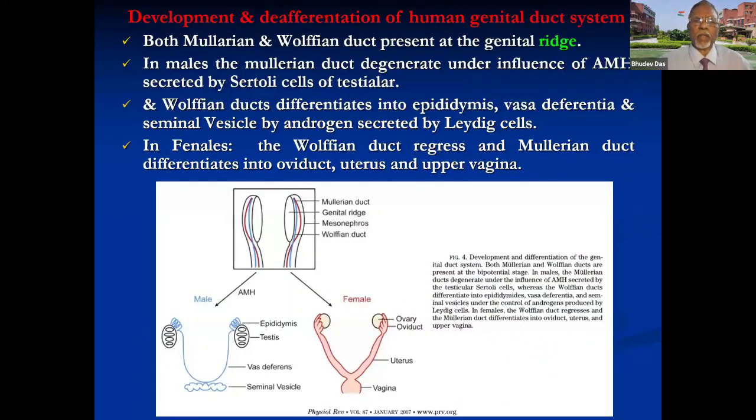So this shows the developmental differences in the human genital duct. I wanted to mention how the Mullerian ducts and Wolffian ducts are present in the genital ridge.